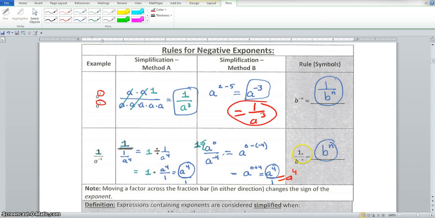Now, with this rule, we have 1 over b to the negative n. You know, b stands for your base. So what happens is you have your base and your exponent becomes positive. And that is your final answer.